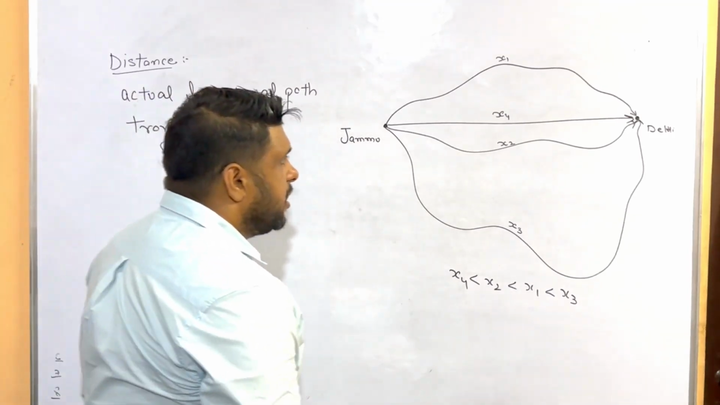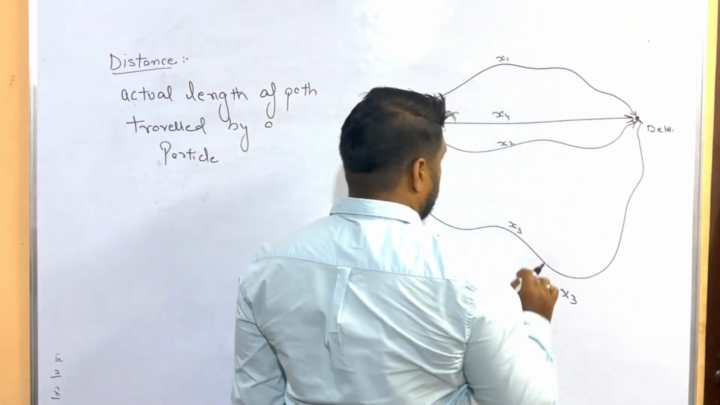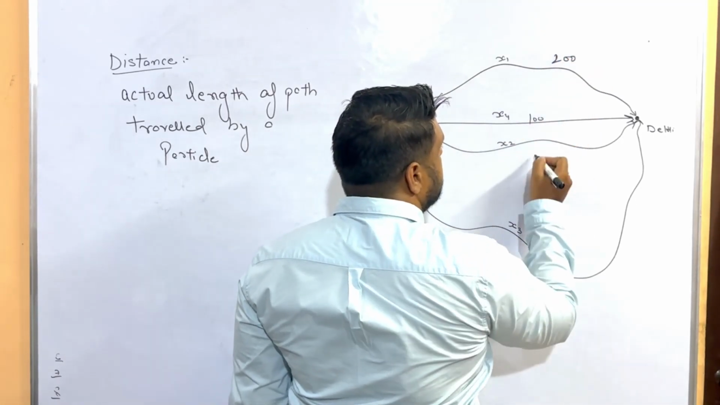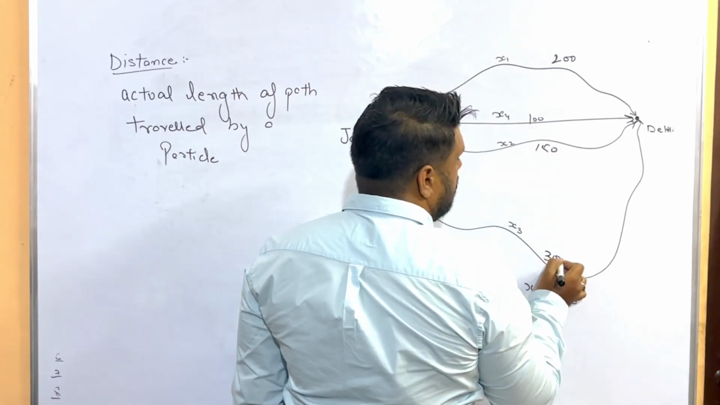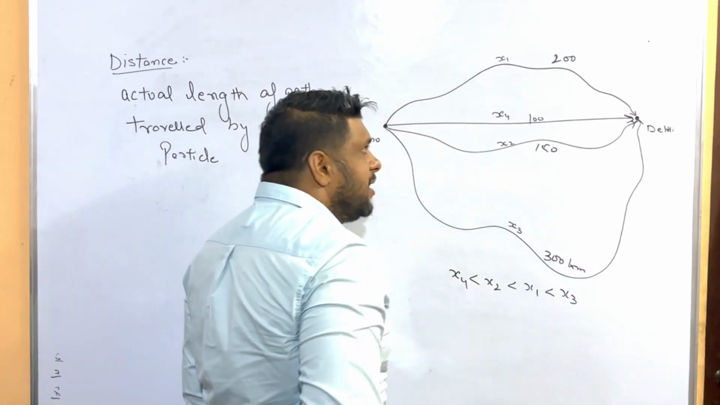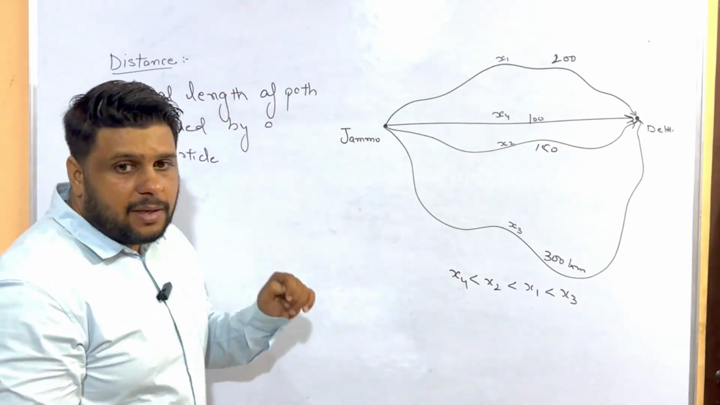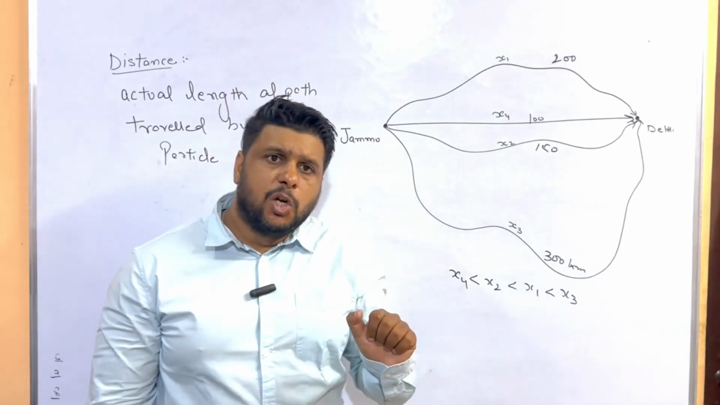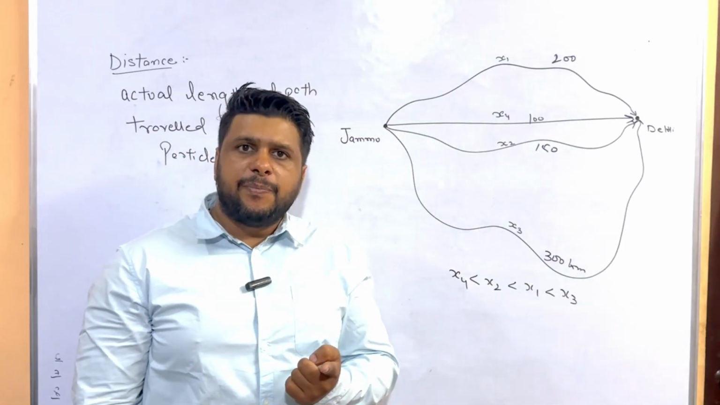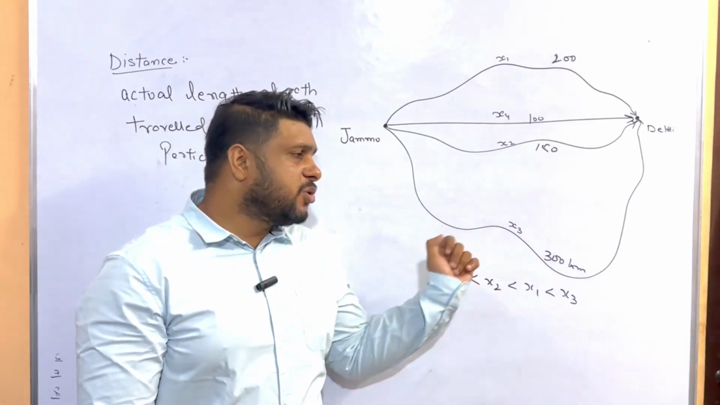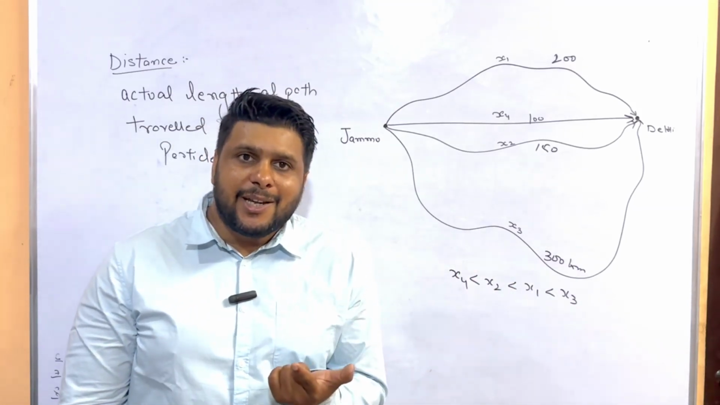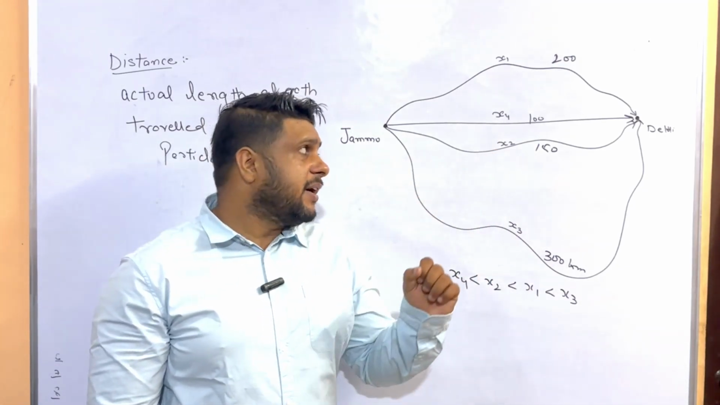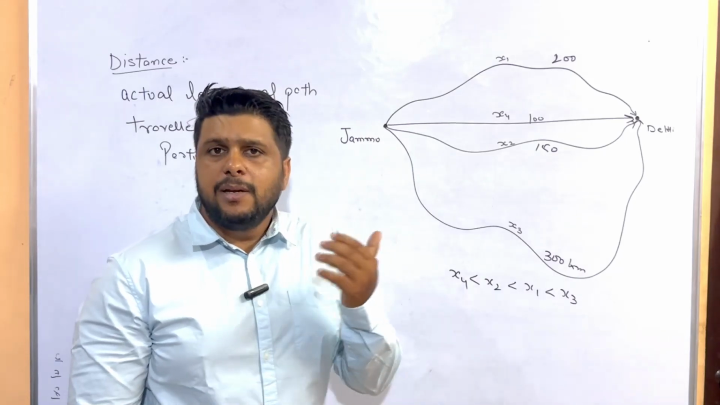Okay, now let's say I have traveled from this one. Let's say this is 100 kilometers, this is 200, this is 150, this is 300 kilometers. All of these are in kilometers. If I have taken the x1 path, I would have traveled 200 kilometers. If I have taken the x3 path, I would have traveled 300 kilometers to reach my destination, and if I have taken the x2 path, I would have traveled 150 kilometers to reach my destination.